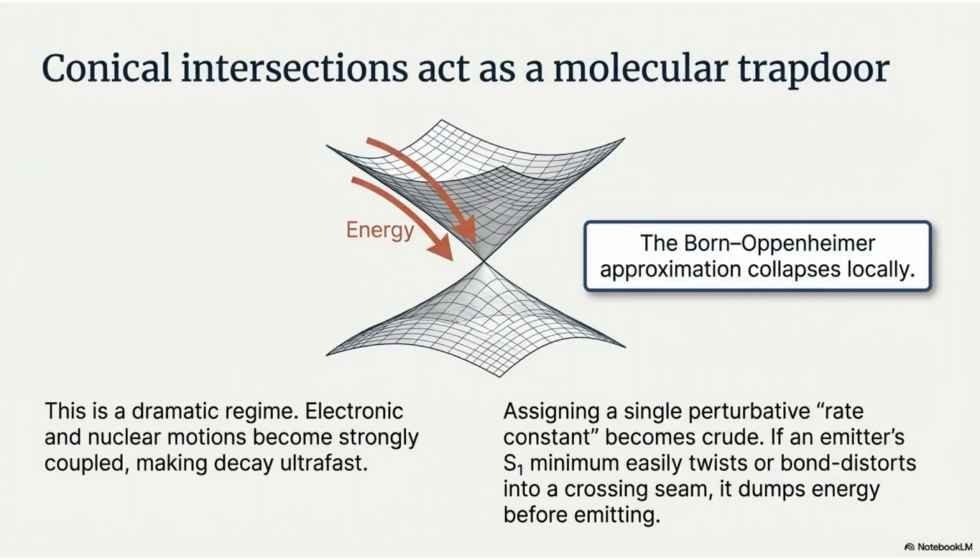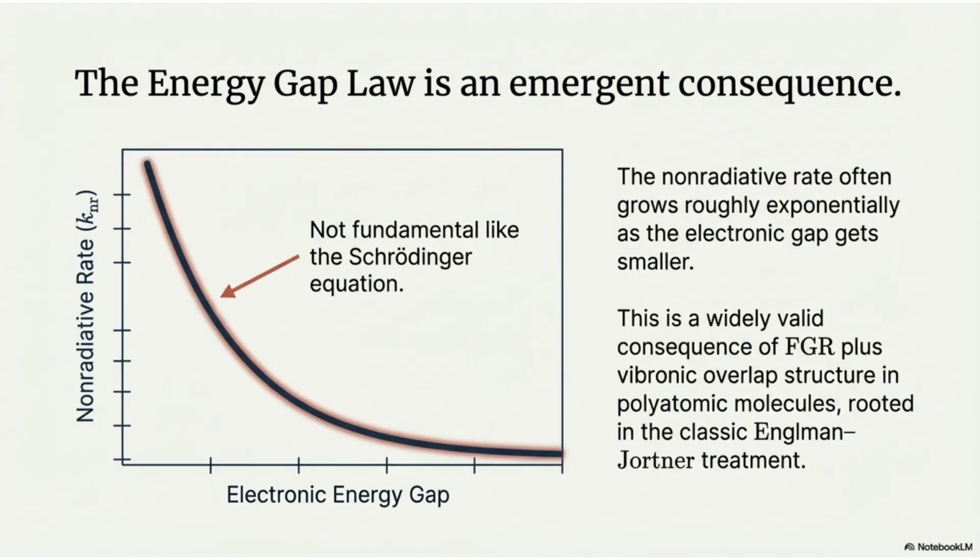Conical intersections act as a molecular trapdoor. The Born-Oppenheimer approximation collapses locally. Electronic and nuclear motions become strongly coupled, making decay ultra-fast. Energy is dumped before emitting. The energy gap law is an emergent consequence.